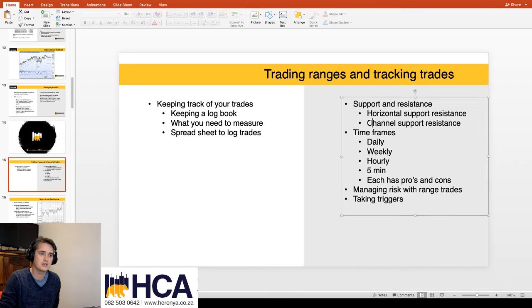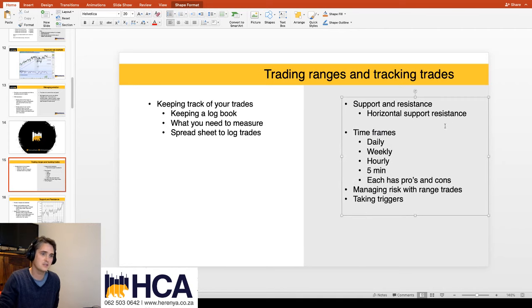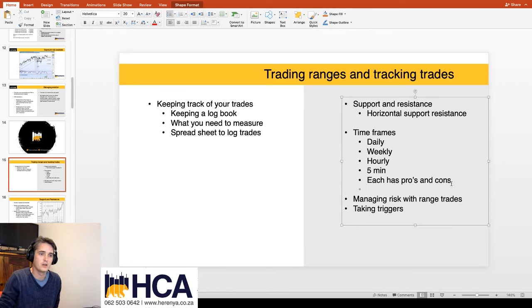I put in here channel support and resistance. Unfortunately, we are not going to be covering that. My apologies. We're only going to be looking at horizontal support and resistance. It is the most important and most powerful version of it anyway. So I think it is important that we cover just that, and also we have limited time.